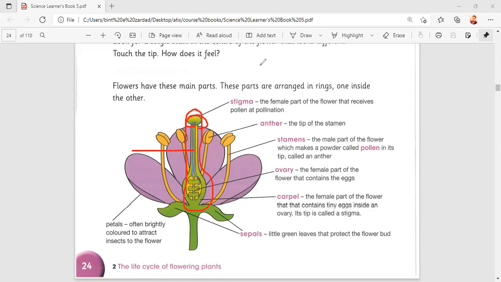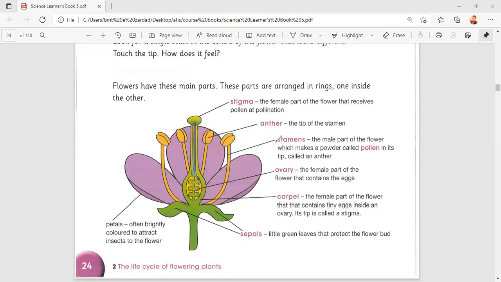After this, the anther, the male part. The anther is the tip, or you can say the top portion, of the stamen. This part, the stamen, is the male part. We also say filament; the complete name is stamen. The stamen has two further parts, the anther and the filament. The anther is the top part, and the filament is like a tube.